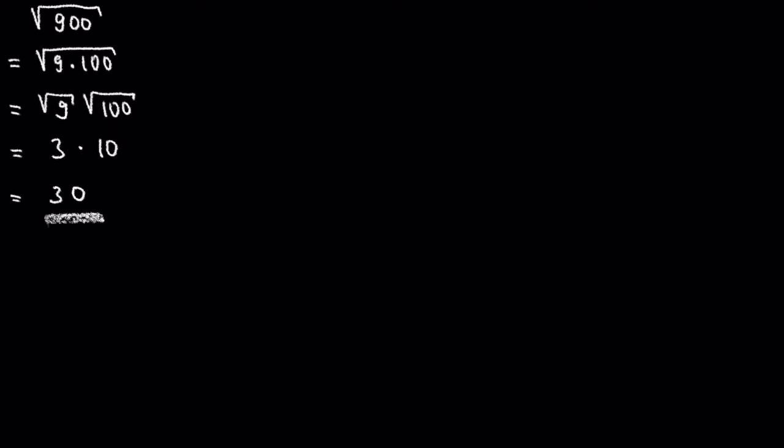This method also works for the nth root. In other words, this also works for the third, fourth, fifth root, and so on. In general, we can write this rule as the nth root of AB is the same as the nth root of A multiplied by the nth root of B.